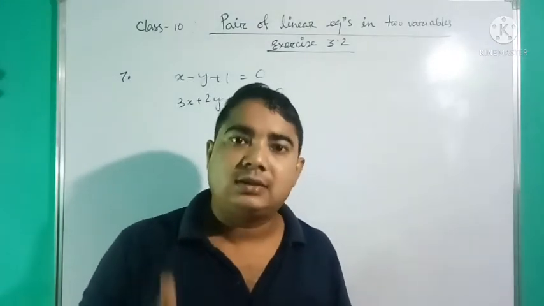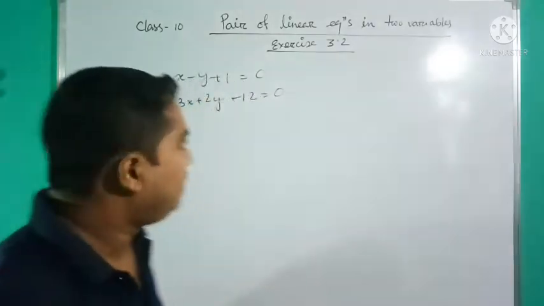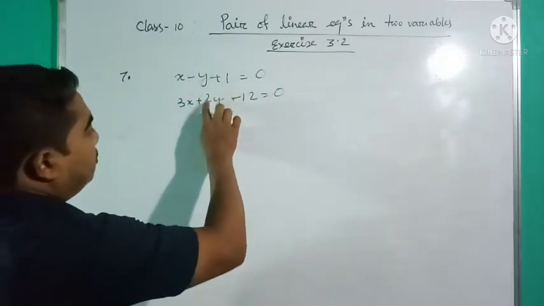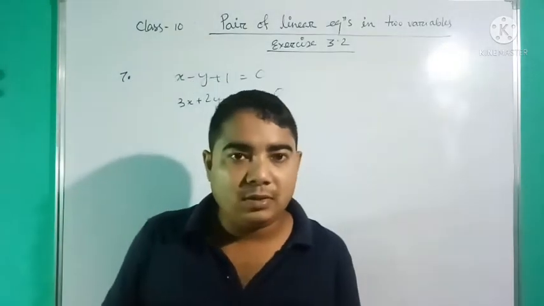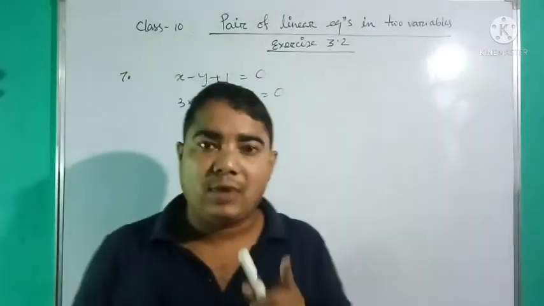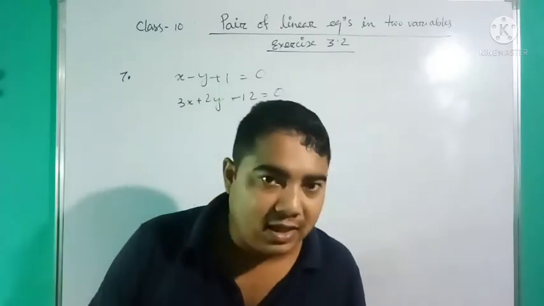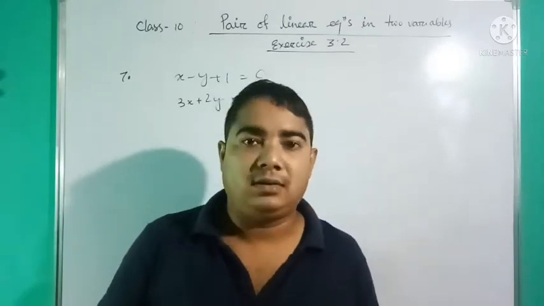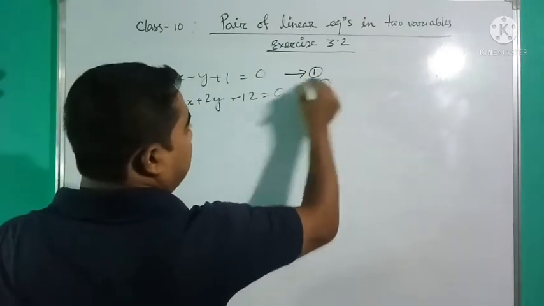Next, plot on the graph paper, and check whether the given two lines will intersect at one point or not. See, 1/3 is the answer, and -1/2 means -7. They are not equal. If a1/a2 is not equal to b1/b2, then they will intersect at one point. That means these two lines will intersect at one point and form a triangle with the x-axis. Now the question is, draw the triangle and write the vertices of the triangle formed. Okay, next, write this one as equation number 1 and this one as equation number 2.